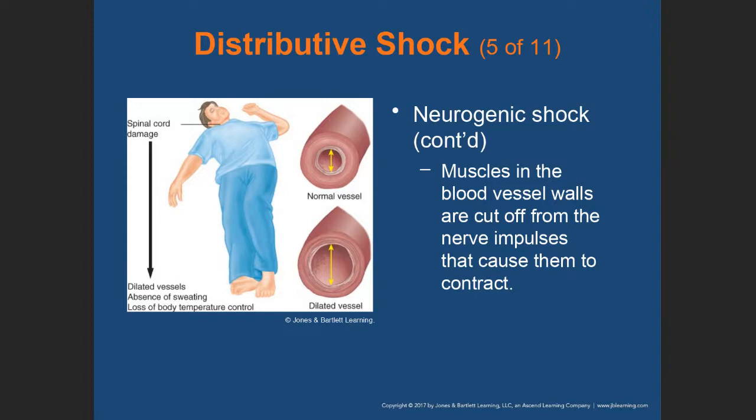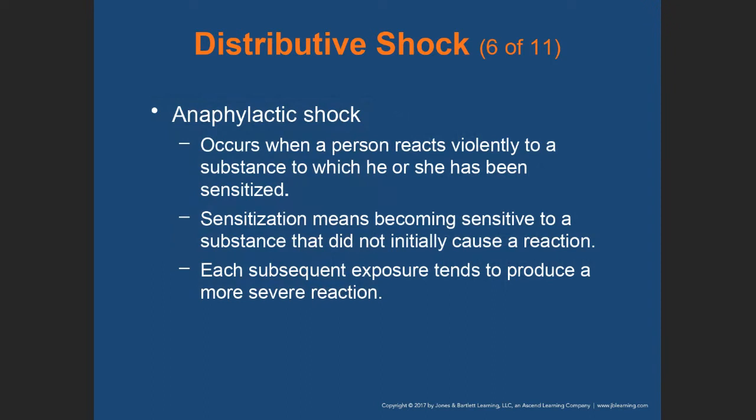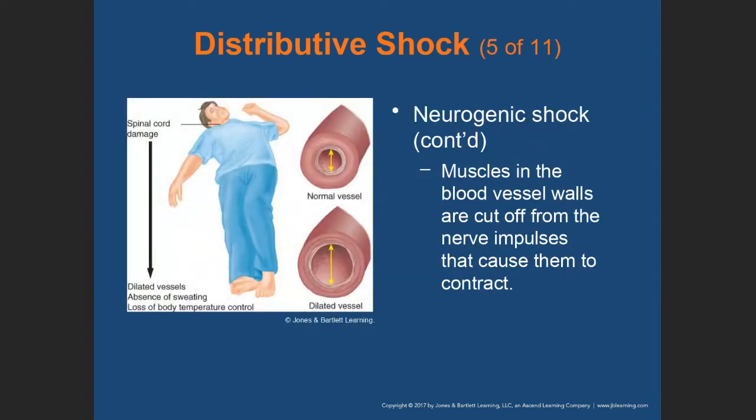In neurogenic shock, muscles in the blood vessel walls are cut off from the nerve impulses that cause them to contract. And that will result in widespread vasodilation. So there's spinal damage, the blood vessels dilate, there is an absence of sweating because of loss of temperature control. You're not going to see any tachycardia. If you do, it doesn't last very long.